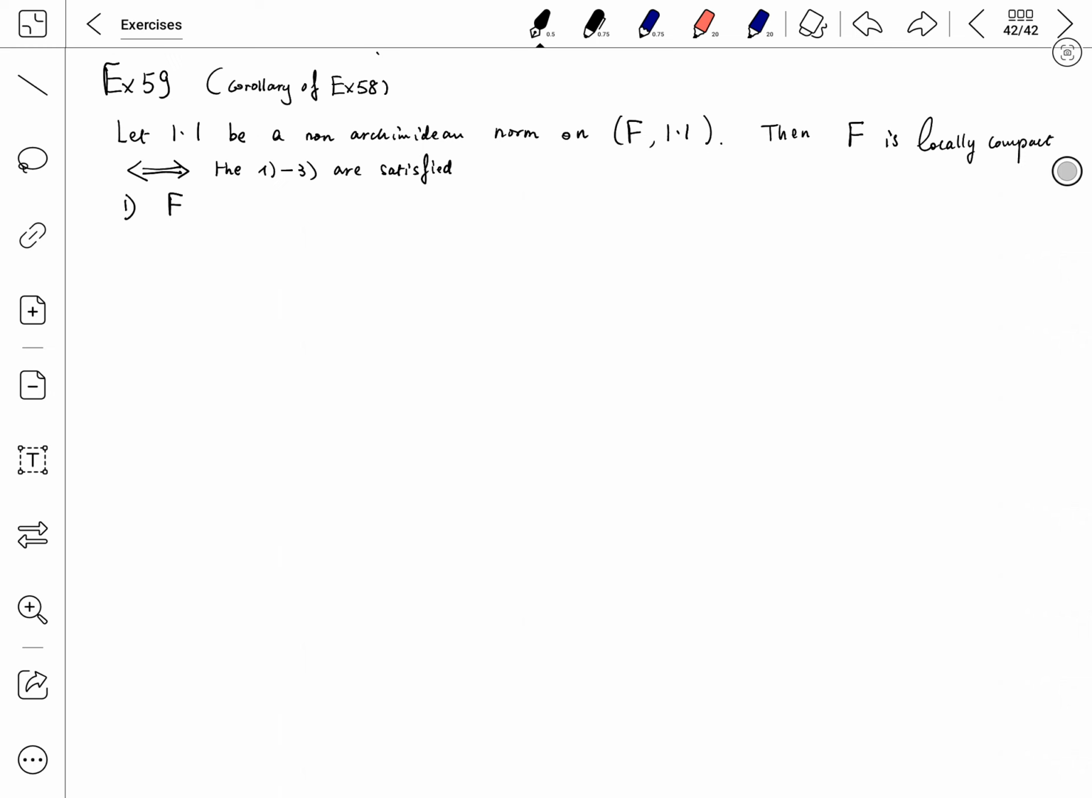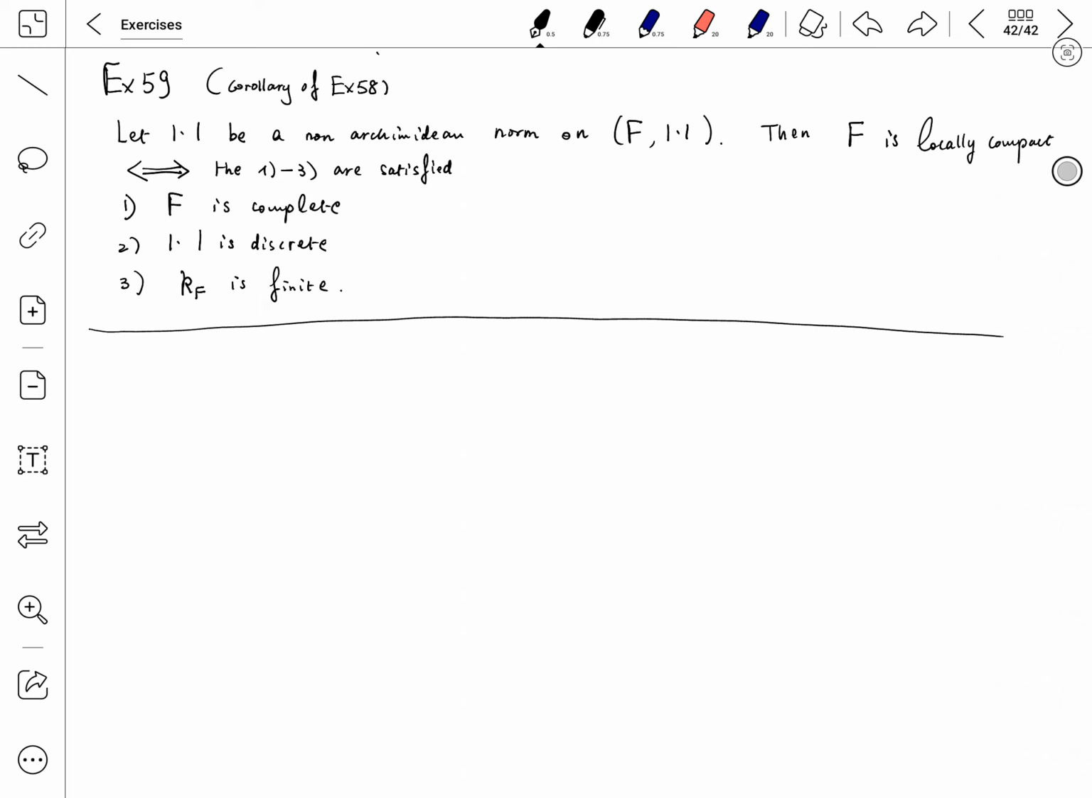First is that F is complete. Second is that this non-Archimedean norm is discrete. Thirdly, the residue class field is finite. So let's only prove this direction.